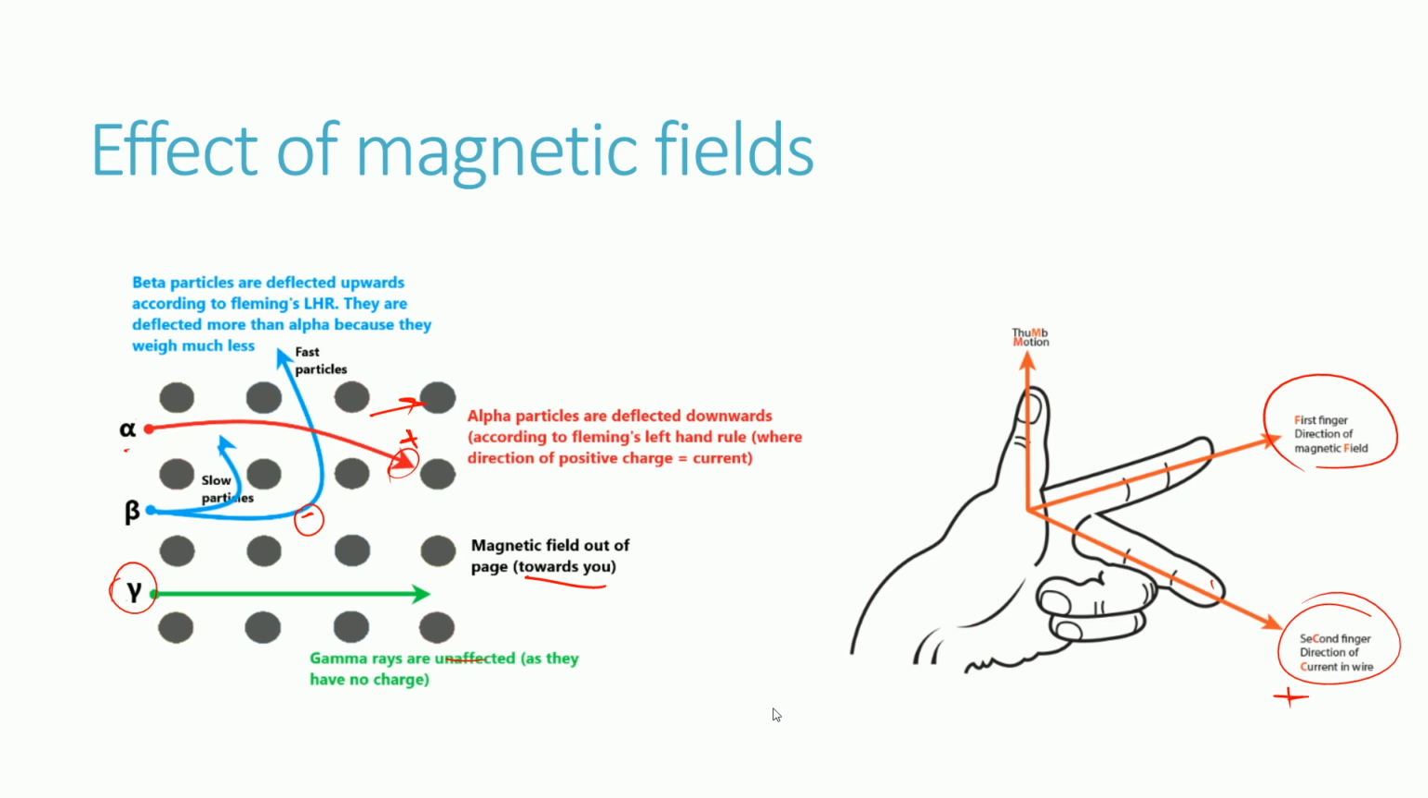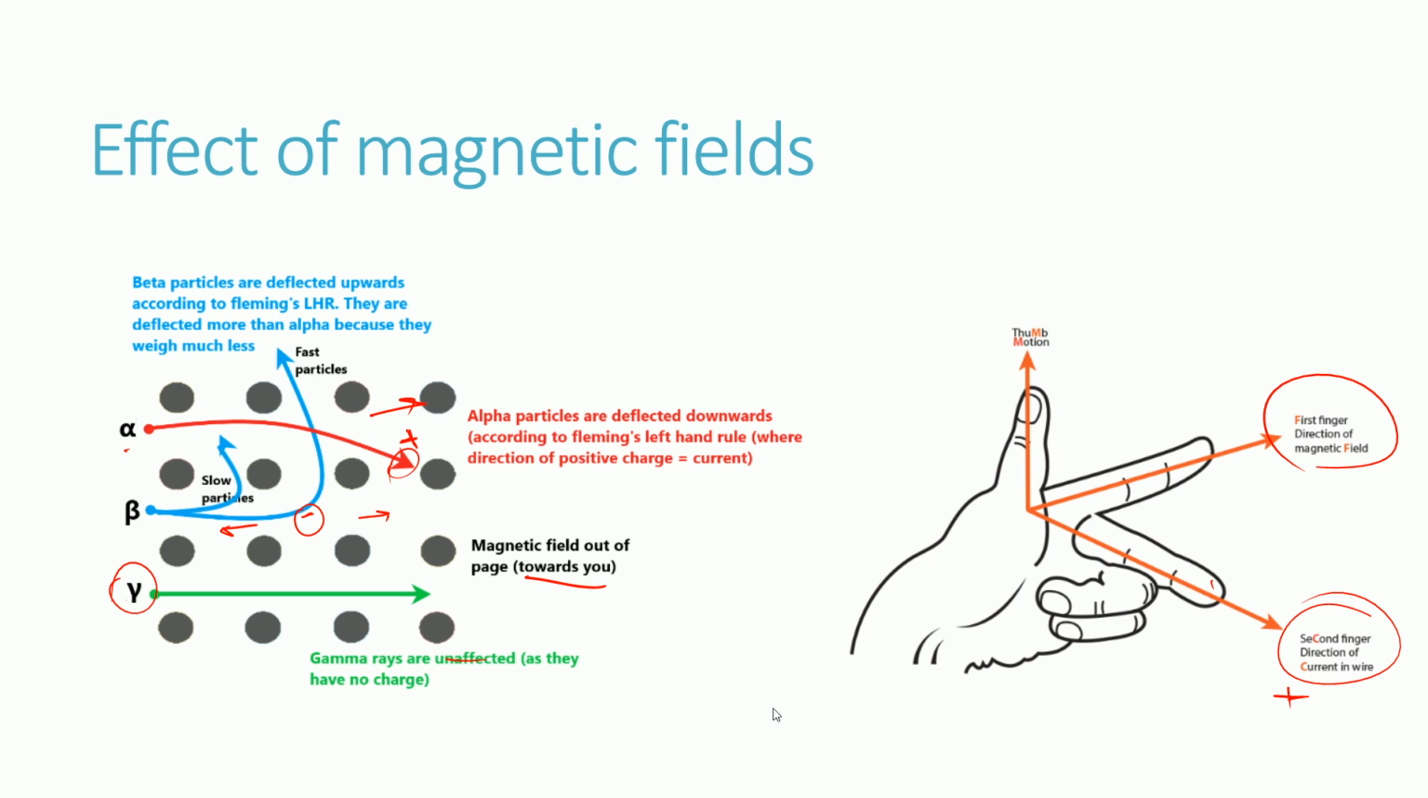And if you were to utilize Fleming's left-hand rule for this, you'll find that, first of all, that first finger will be pointing towards you, but in this case, the beta particles are moving in this right direction here, but because beta particles are negative and conventional current is positive, you need to reverse the direction so that the middle finger is going to the left. And when you do that, you'll find your thumb pointing upwards, and therefore, beta particles are going to be deflected upwards in this magnetic field.